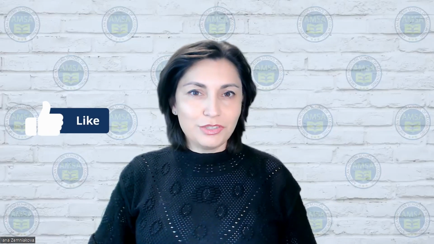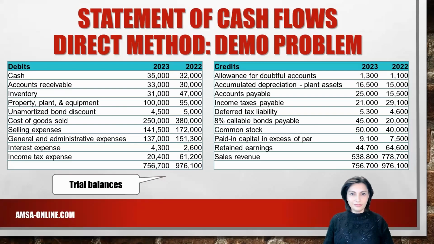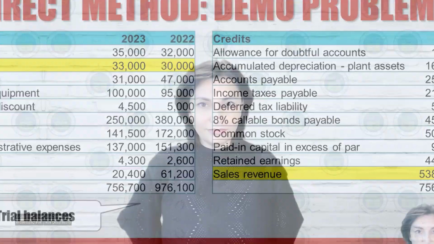Sullivan Corporation uses the direct method to prepare its statements of cash flows. Its trial balances at December 31st, years 2023 and 2022 are presented on the slide. Debits are presented on the left side and credits are presented on the right side. Since we need to determine the amount of cash receipts, we will need to use the following accounts and balances: accounts receivable for both years and sales revenue for 2023.